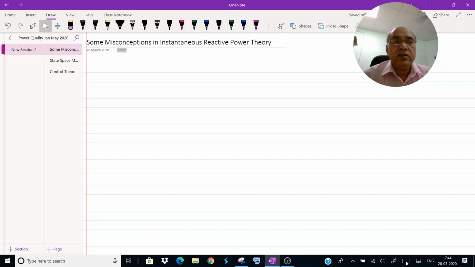So, in the continuation of the previous lecture, today I will talk about some misconceptions in reactive power theory. In the previous classes, we have learned how to formulate the objectives based on this theory and how to extract the reference currents. And once we extract the reference currents, then how to track those currents with the help of a power circuit that is called voltage source inverter.